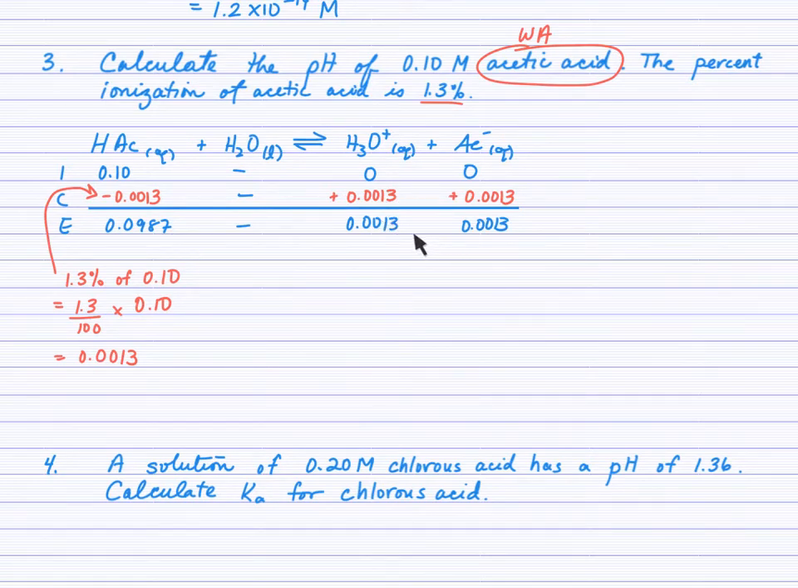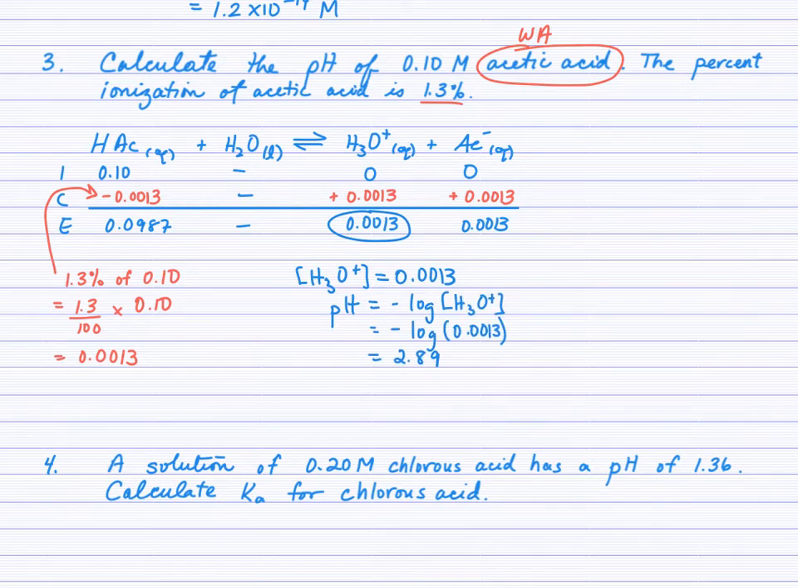So what have we been asked to do? Calculate the pH. Okay, so again, this concentration here of the hydronium ion is very useful for us. So we know the hydronium ion concentration. Can you now calculate the pH of this solution? Okay, and so I use the formula, substitute the hydronium ion concentration at equilibrium, and determine the pH is 2.89.